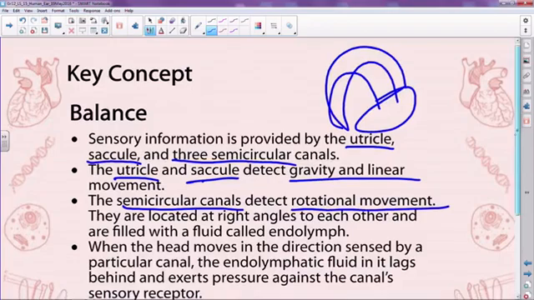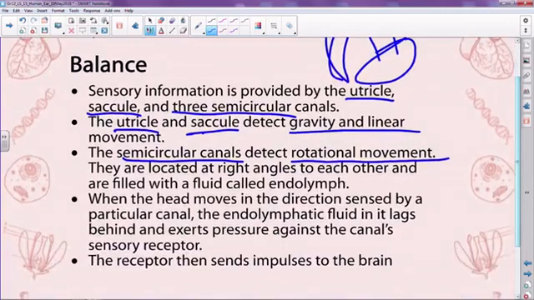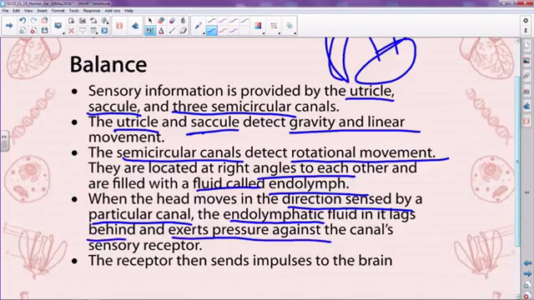Now I'll show you how we can mess around with it. Remember, you must understand that these canals are filled with a liquid, and they are located at right angles to each other. So they know up and down like this, and they are filled with a fluid called endolymph. Very simple, very easy. Endolymph, it's a liquid. When the head moves in the direction sensed by a particular canal, the endolymphatic fluid lags behind and exerts pressure against the canal's sensory receptors.